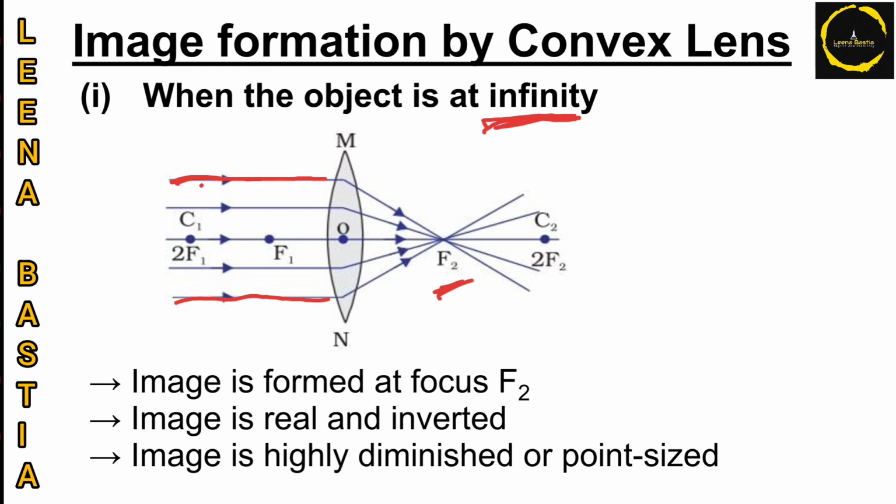Okay, now from this you got it, what is the image position? It is formed at focus, that is f2, or you can say on the other side of the lens. Now this image is forming at a position by the intersection of the refracted rays. So this has to be real and inverted, but you are not able to see that image because it is a point size. We can also say it is highly diminished or point sized. I hope this one is clear.